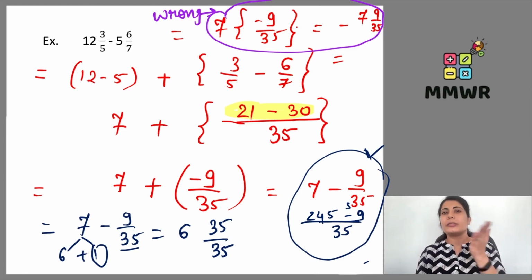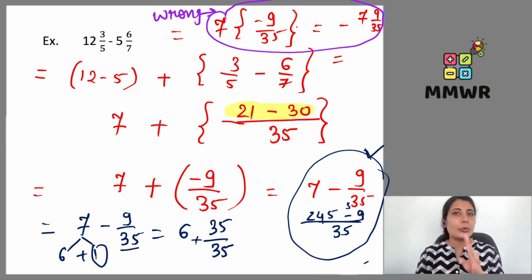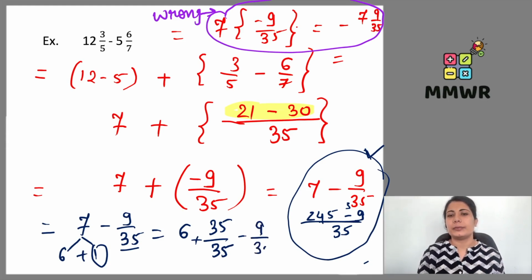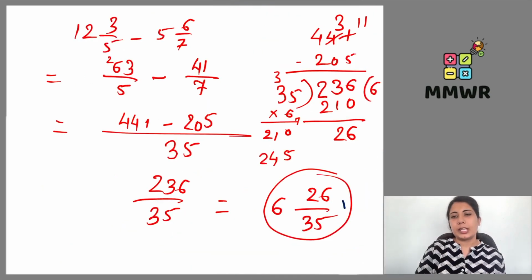So it depends. Just the other fraction gives us the hint what should be written. That's it. So 6 plus 1. 1 I broke. 1 I wrote as 35 upon 35 minus 9 upon 35. Now 35 minus 9 is going to give me 26. So 26 upon 35 as it is along with 6. So 6 and 26 upon 35 I got in each case.